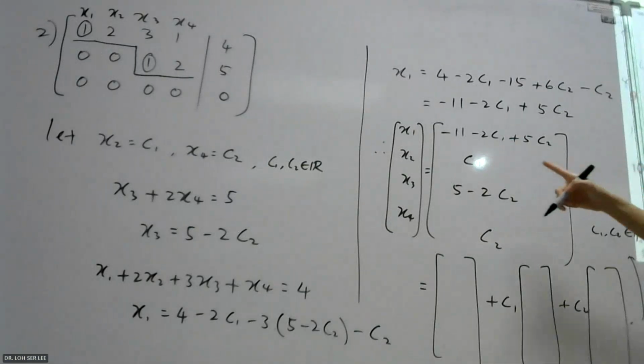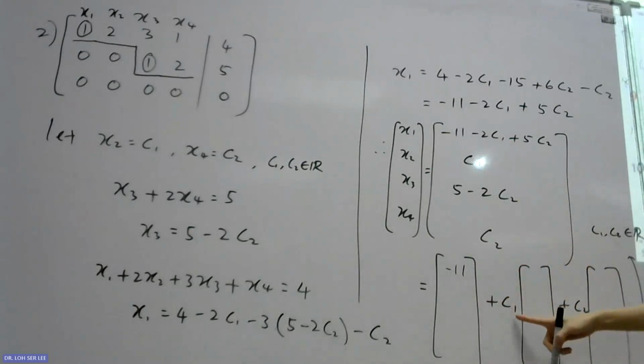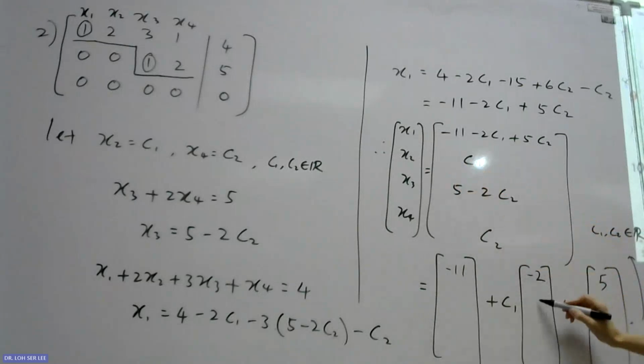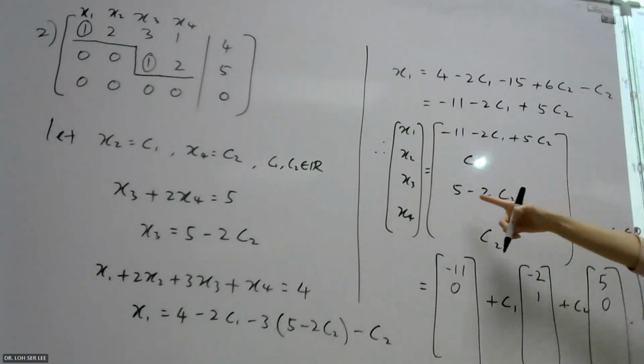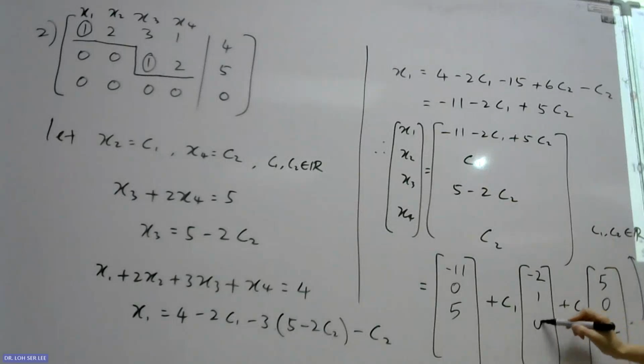Okay. So negative 11. The one with c1, the coefficient is negative 2. The coefficient for c2 is 5. Okay, and for x2, c1. Okay, c1 here. 0, 0. Then 5, minus 2 for c2. Okay, 0 for c1. And the last one, 0, 0, 1.